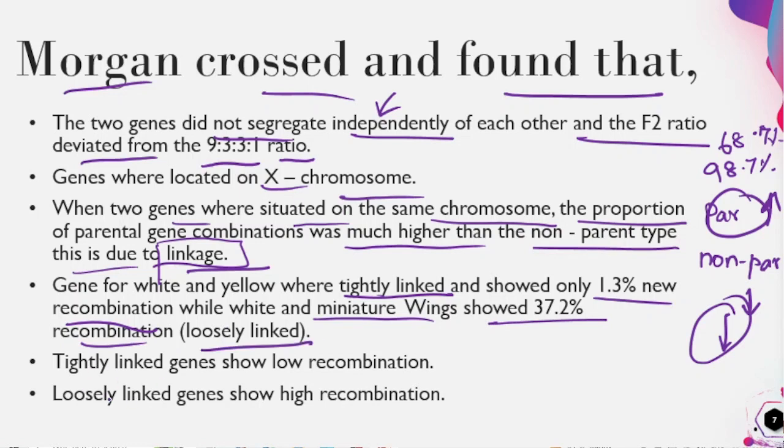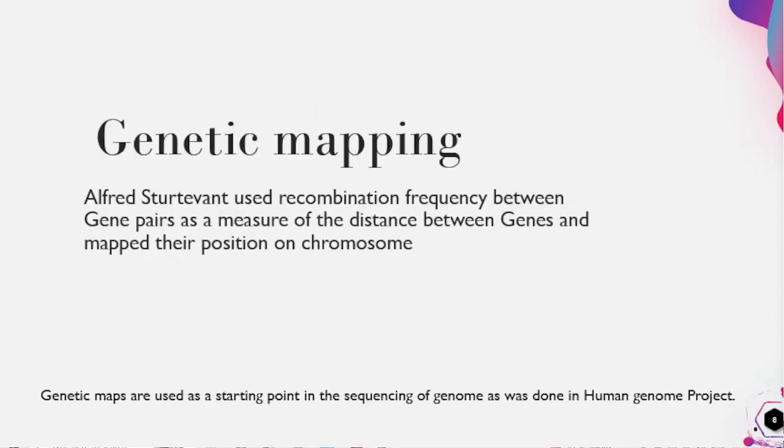Already we studied, right? Tightly linked genes show low recombination, loosely linked genes high recombination. So here you can see tightly linked genes have low recombination percentage, so you had tightly linked genes. Here you have a high percentage of recombinants, so you have loosely linked genes. Now clear? Yes.